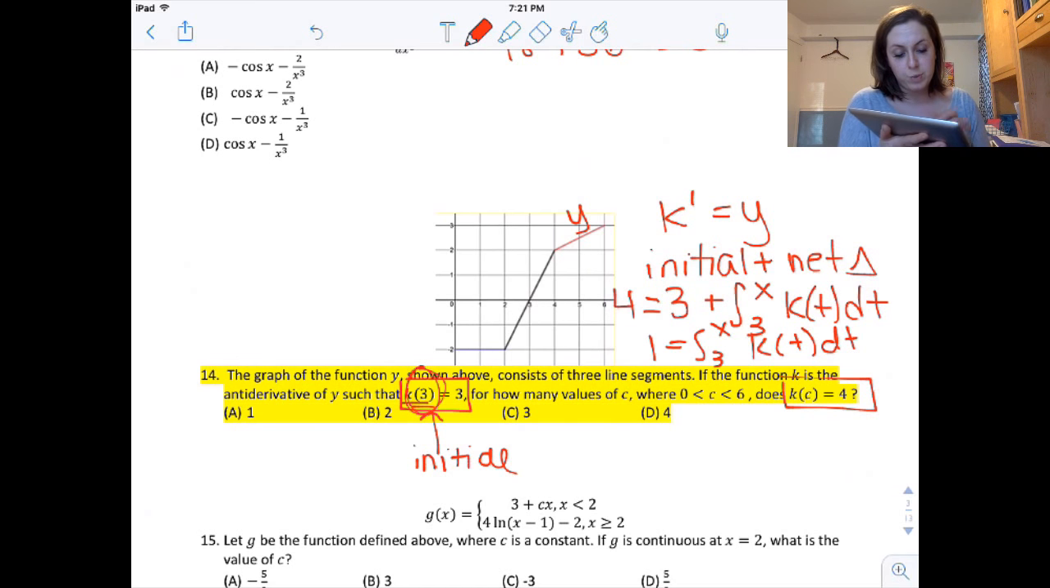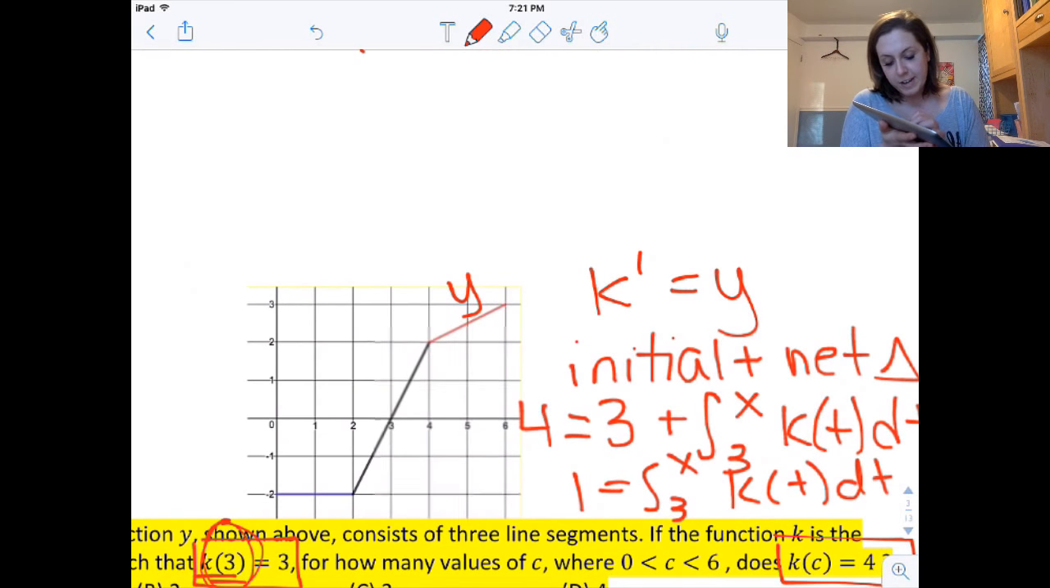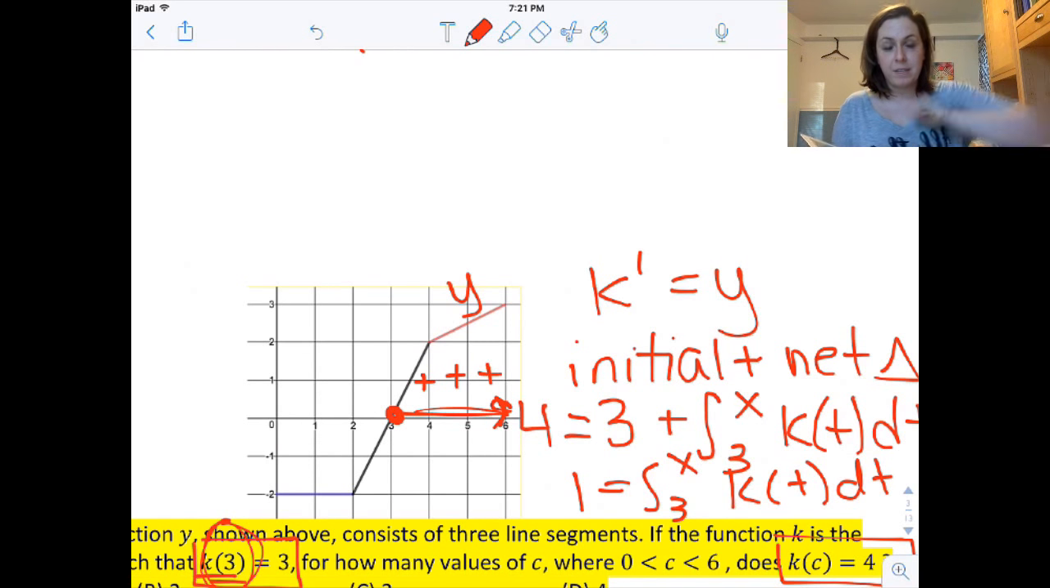We're starting at 3. So if I start at 3 and I accumulate area to the right, that whole area that you're accumulating is positive, correct? So this is all positive, positive, positive. If it's always positive, that means that k is always increasing. So what I know there is that it would only equal 1 once. Because if this is at 3, it's going to keep accumulating higher and higher, so it will happen one time to the right.